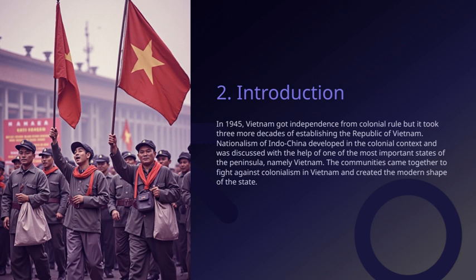What's important to understand is that it was through the collective efforts of different communities coming together, fighting against colonialism, that Vietnam was able to create the modern state we recognize today. This process reflects the broader themes of national identity and resistance that are key to understanding Vietnam's journey toward independence and sovereignty.